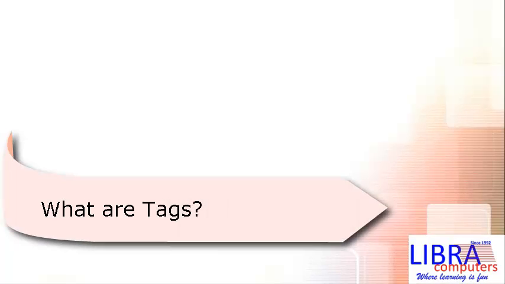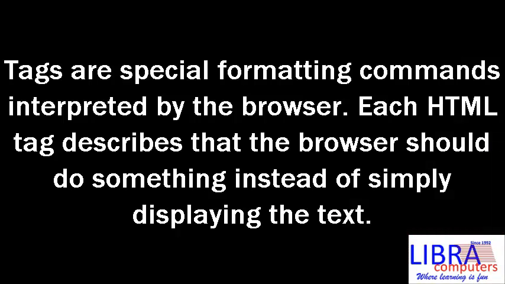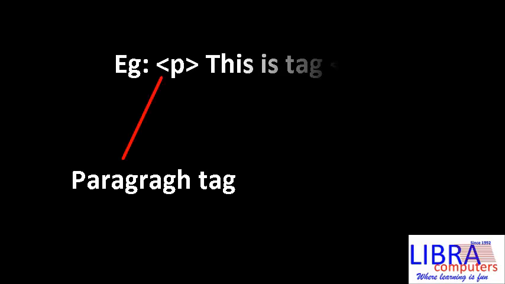Next important part of HTML are tags. They are special formatting commands, interpreted by the browser. Each HTML tag describes what the browser should do, instead of simply displaying the text. Tags are written inside the angle brackets. For example, this is a paragraph tag, used to define a block of text as a paragraph. It is one of the basic tags you should learn properly. When a block of text is surrounded by the paragraph tags, the browser automatically adds white space before and after the paragraph. Tags are again classified into two types.